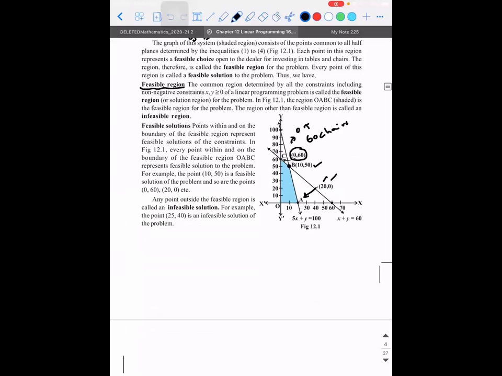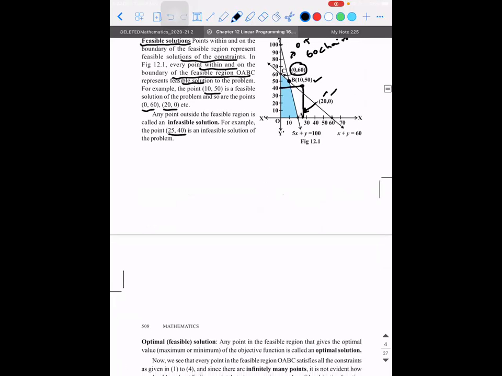So I'll read out. Feasible solution: points within and on the boundary of the feasible region represent the feasible solutions of the constraints. So every point within and on the boundary of the feasible region OABC represents a feasible solution to the problem. For example, 10, 50 is a feasible solution of the problem, and so are the points 0, 60 and 20, 0. Any point outside the feasible region, that is the unshaded portion, is called an infeasible solution. Means he cannot think of that kind of a scenario for his business deal. For example, 25, 40, where is 25? 25 will be somewhere over here, 40 will be somewhere over here. This point doesn't belong to the shaded part. So it is an infeasible solution.